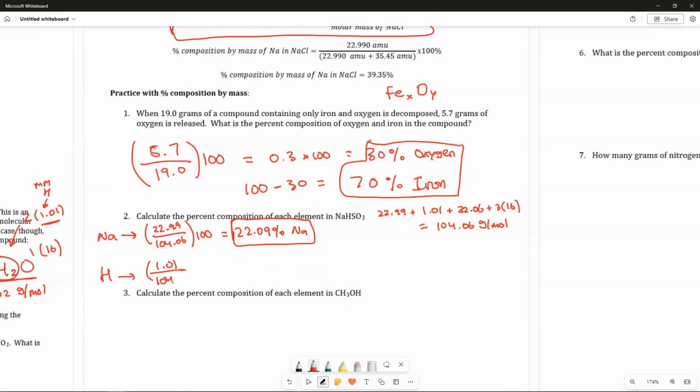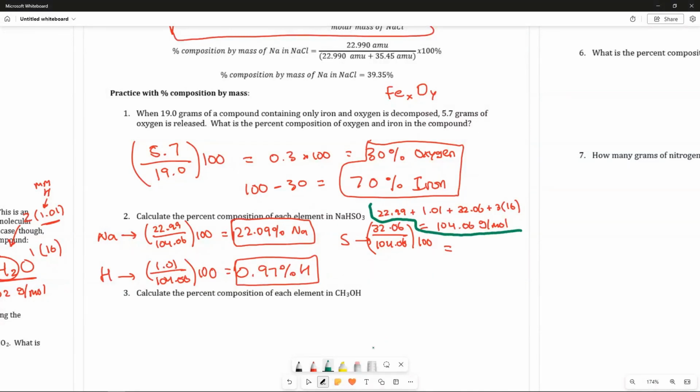1.01 over 104.06 times 100, which will give us, if you plug into your calculator, 0.97% hydrogen. And remember, I'm rounding this to the nearest hundredths place, just for your reference. And S, sulfur, we take 32.06 over 104.06 times 100, which gives us a value of 30.81% sulfur.